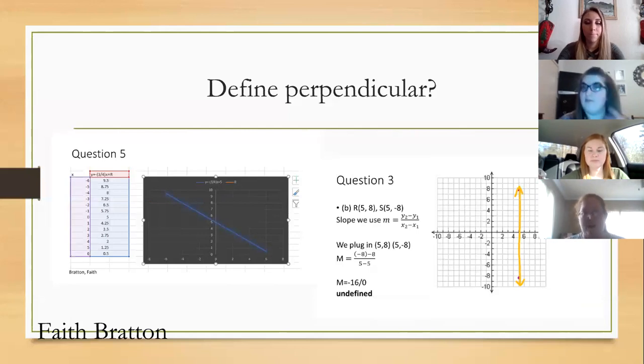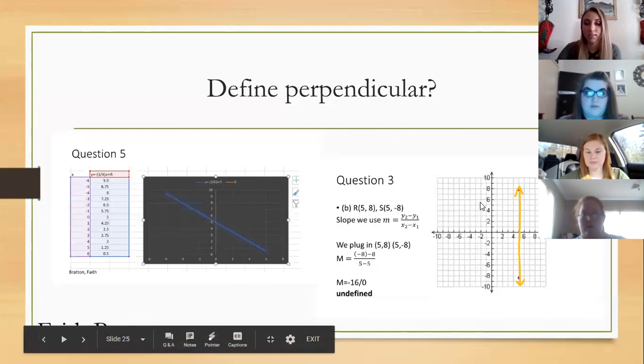Okay, can you define perpendicular? Okay, a perpendicular line is a line that meets or crosses another line at a right angle. Perpendicular means right angle. In question 5, we were asked to explain if the line was perpendicular, but no, it was not. The line was neither vertical nor horizontal, but in question 3, the line is perpendicular. As we see, the line is vertical. As you can see, it crosses the x-axis, and on this one, it's going at an angle, so it was not vertical nor horizontal.